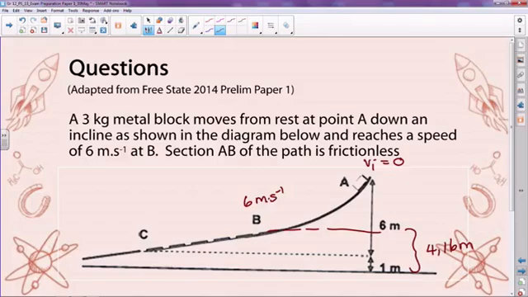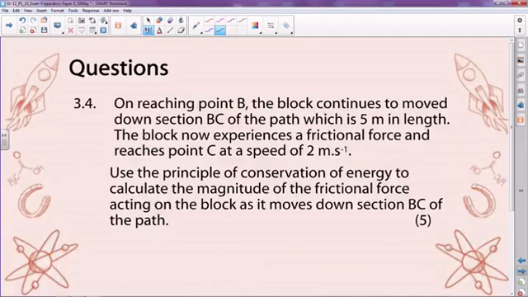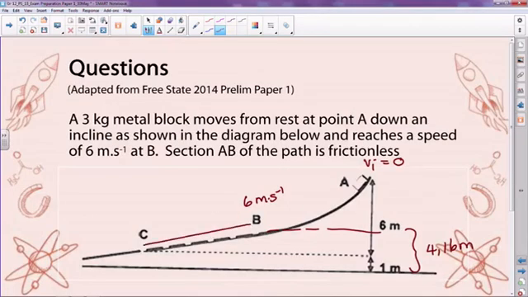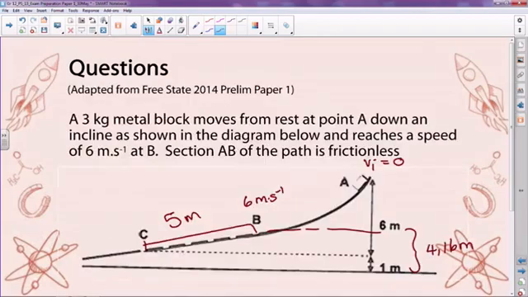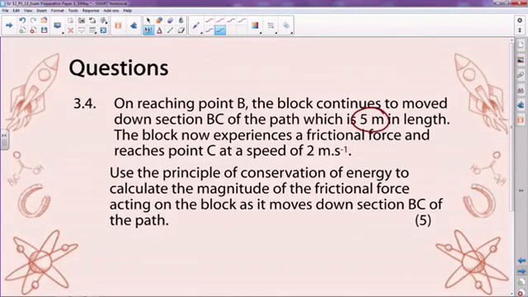Now they say to us, on reaching B, the block continues to move down section BC, which is 5 meters in length. So this part here is 5 meters. Then they say the block now experiences a frictional force and reaches C at 2 meters per second. Now it says, using the principle of conservation of energy, calculate the magnitude of the frictional force acting on the block as it moves down BC. I can hear the groans, can you? All right, you have 2 minutes and your time starts now.